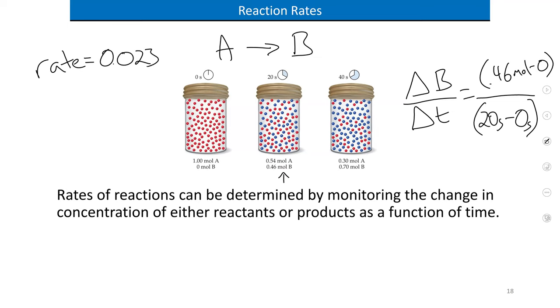Moles per second? Close. Technically these should all be concentrations. The way it's written, you're absolutely right. In theory, they should be in molarity units. So it should be moles per liter per second, to normalize for the fact that a different jar would have a different volume, but the rate of the reaction should be the same. What about the average rate from time equals zero to time equals 40 seconds?